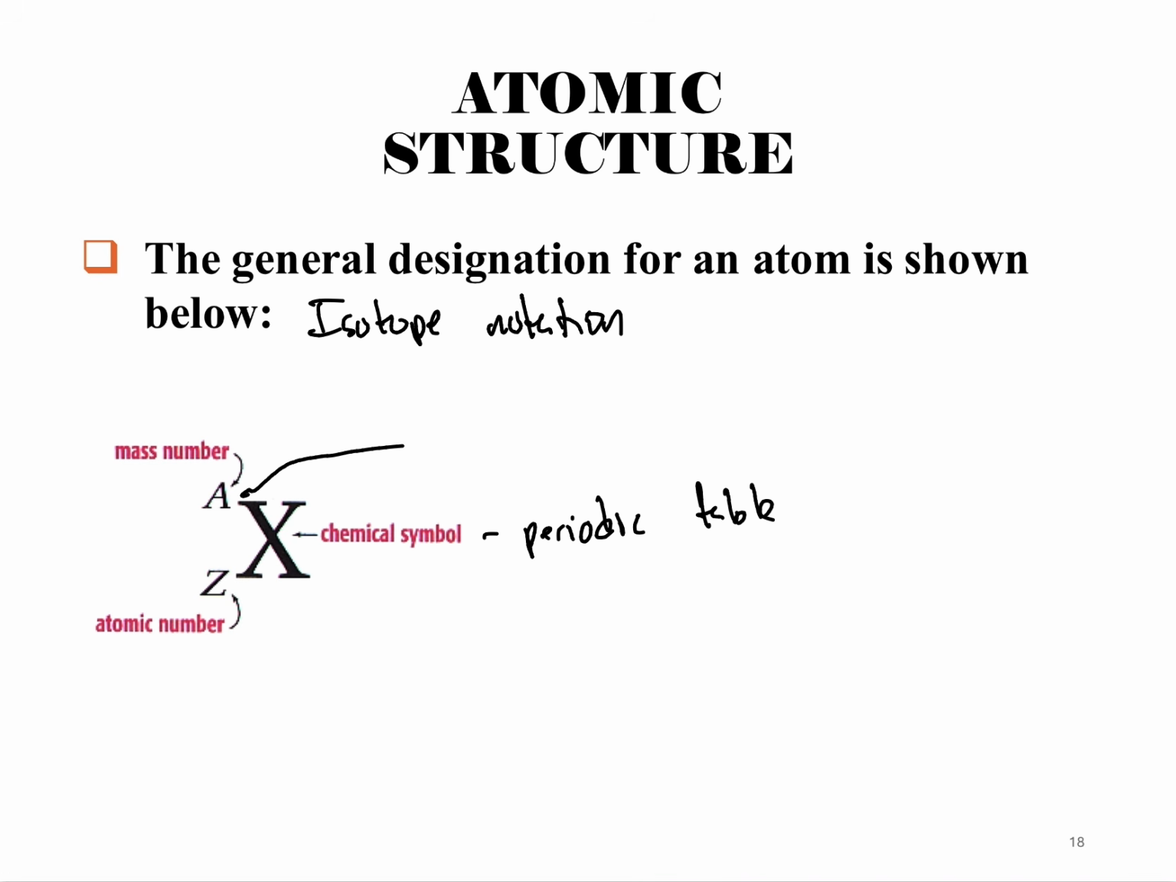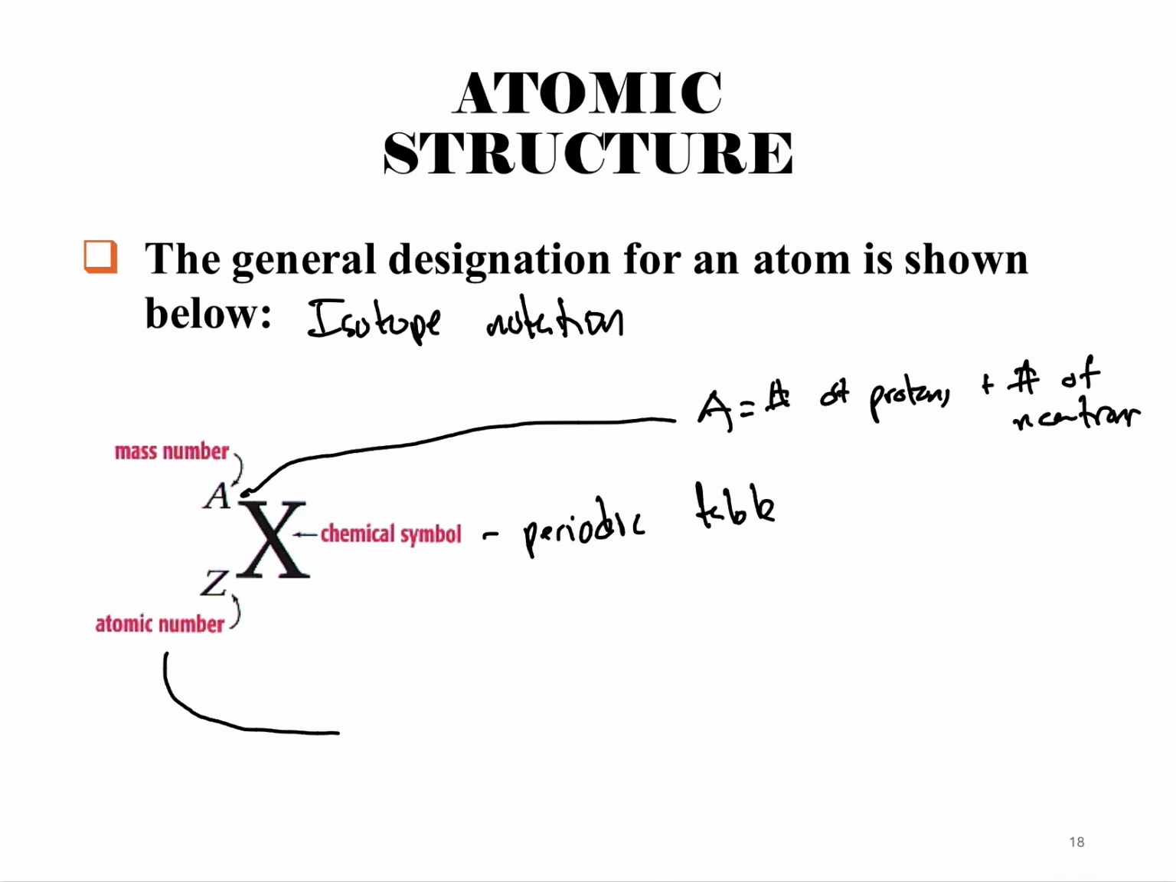We have in the upper left-hand corner the mass number, A, which is equal to the number of protons plus the number of neutrons. And then we have the atomic number Z, which is the number of protons. What we're going to be learning here is that the number of protons and the number of neutrons give us the total mass of the element.